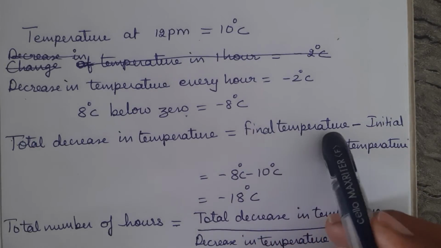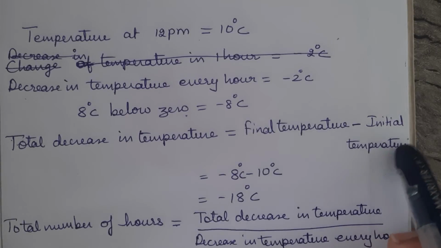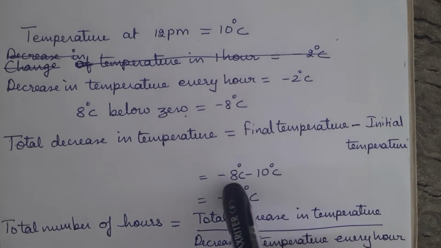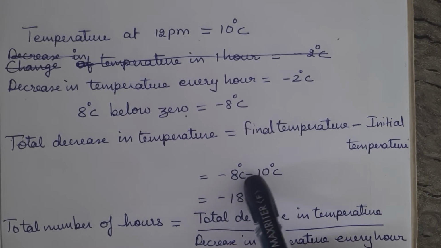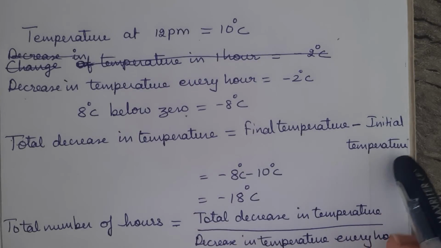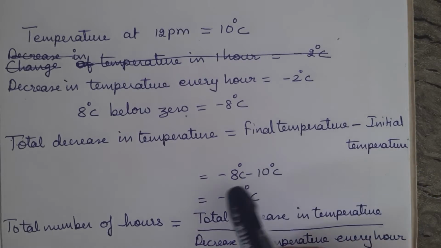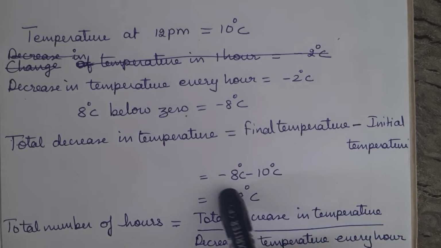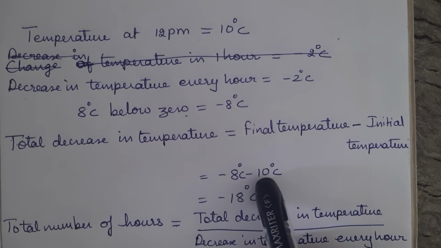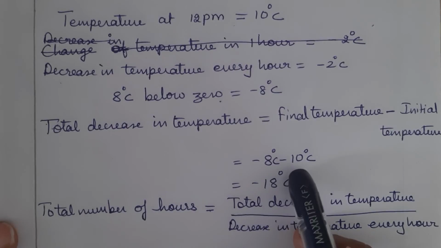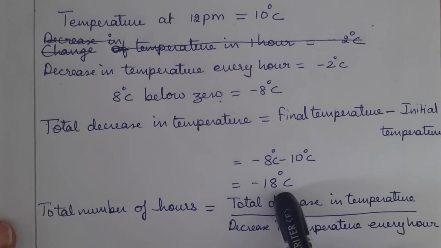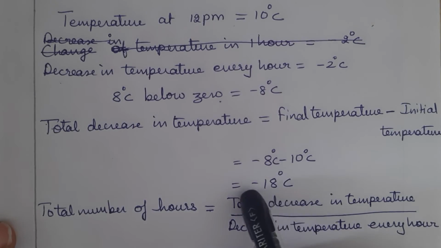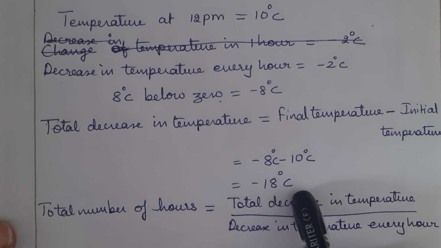That is final temperature minus initial temperature. The final temperature was minus 8 degrees Celsius, minus the initial temperature, 10 degrees Celsius. So it becomes minus 8 minus 10 degrees Celsius. The signs are the same, so you should add. 8 and 10, when we add, we get 18. Take the sign of the bigger number, so that is minus 18 degrees Celsius.